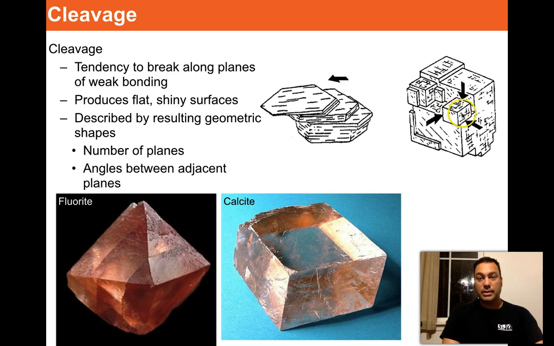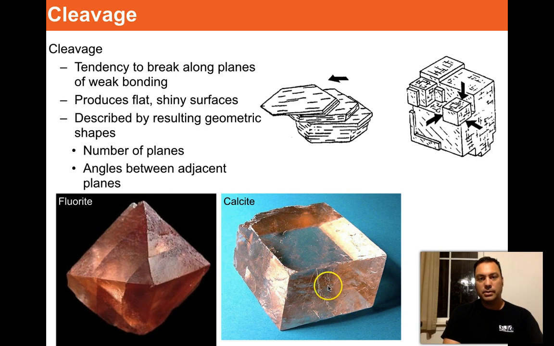And this is really a common feature in minerals. So they're described by resulting geometric shapes, such as number of planes or angles between adjacent planes. So for example, here we have calcite, which is a common mineral. Look at this. If I was to break it, look how flat that surface turns out to be right on top. But also right here on the side, this side here. So we would say this has cleavage on 3 sides.